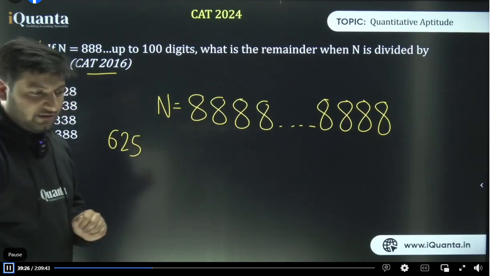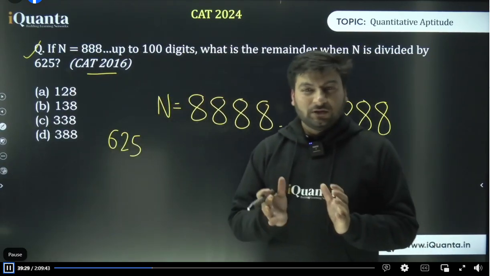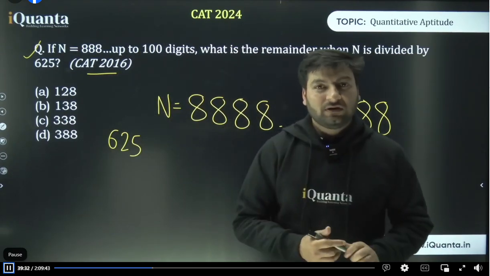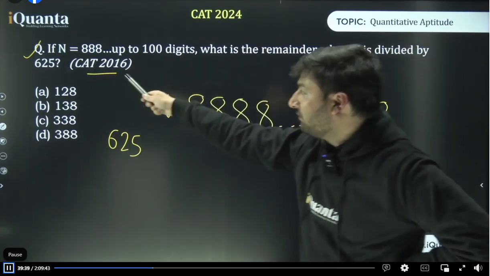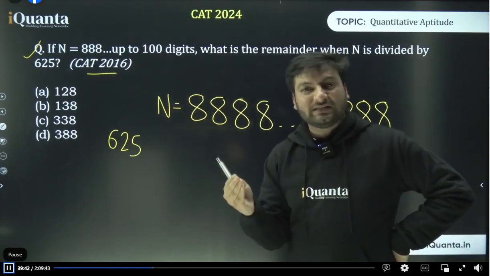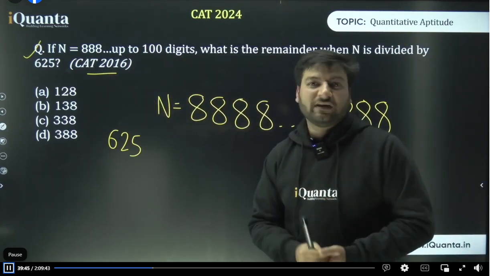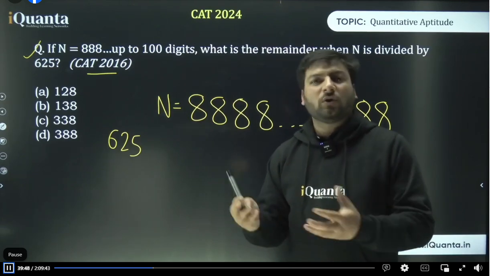Now, this is something that I wanted to tell you. Always, you should be somebody who, when looking at a number, is able to recall the specialties of that number. This number 625 over here, we have to divide this n by 625. When you look at 625, what can you gather about 625 from the given number?